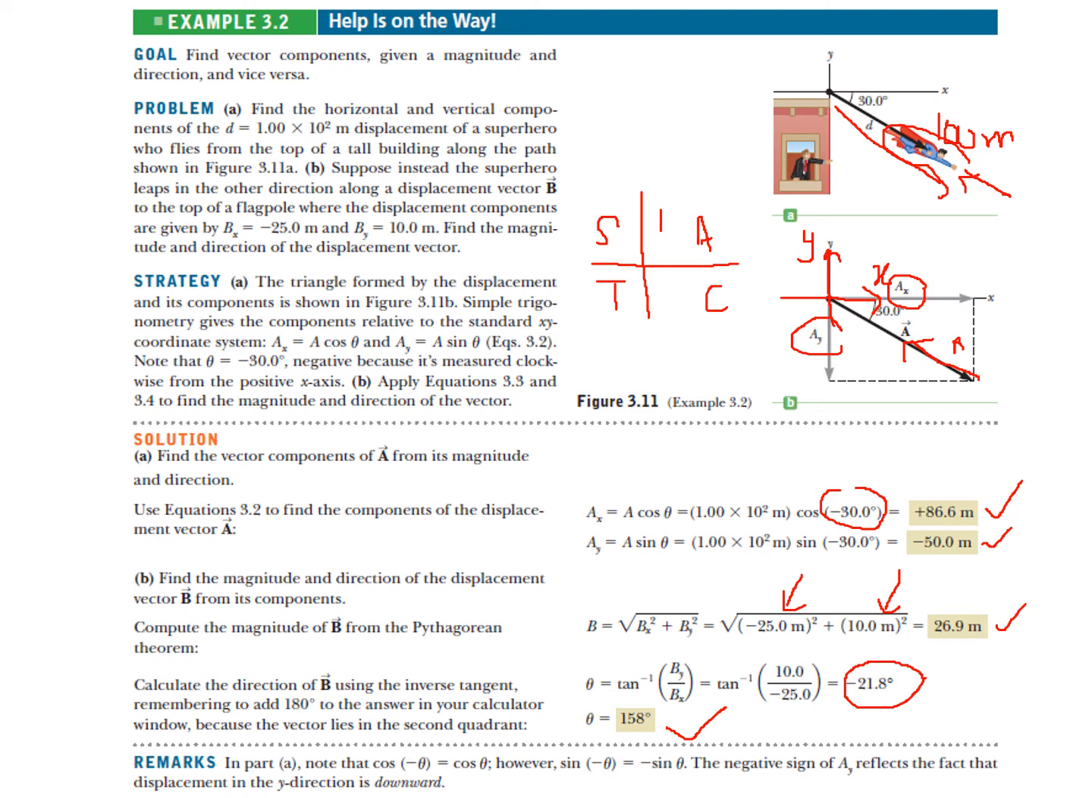Negative 21.8 is considered to be in the second quadrant, therefore we have to subtract 21.8 from 180, so that we know all the values of the direction must be based from 0. Where is 0? At the first quadrant: 0, 90, 180, 270, and back to 360, which is equivalent to 0. So that will be it.